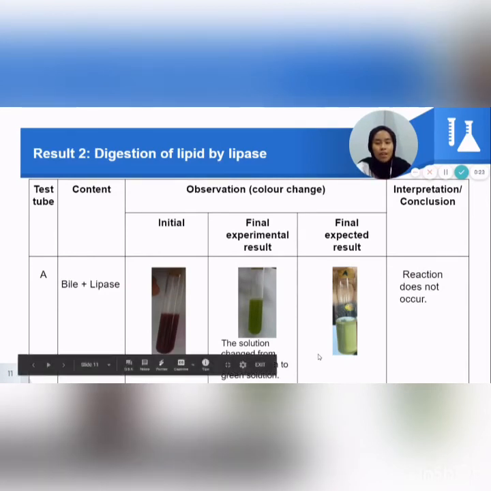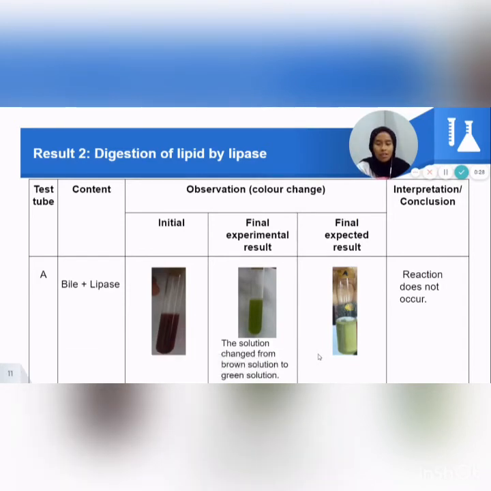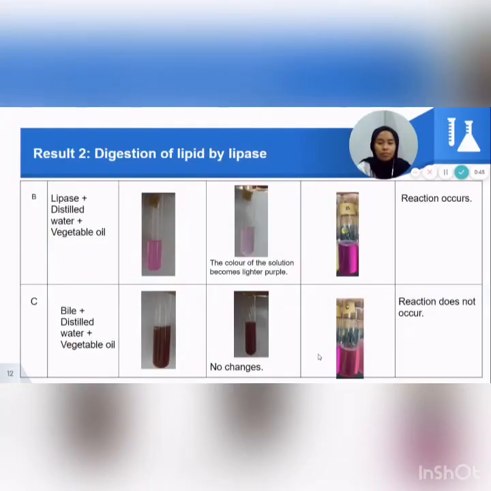So, the result for experiment 2, digestion of lipid by lipase. In test tube A, as you can see, the solution changed from brown solution to green solution, and this means there is no reaction happening. For test tube B, you can see that the color of the solution becomes lighter. This means the reaction is happening.